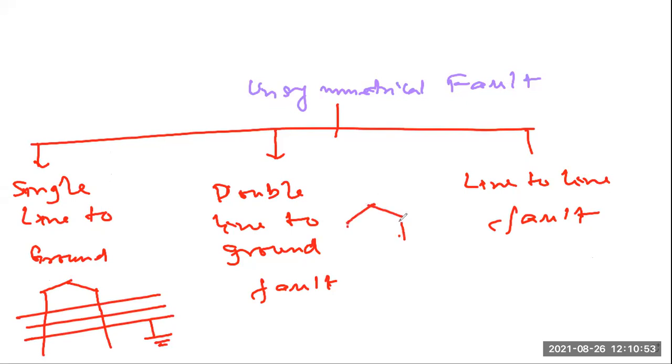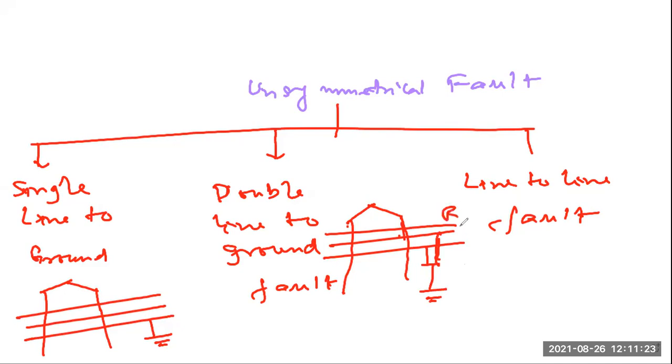Double line to ground fault. Let us say this is a tower. These are the 3 phases. Double line to ground fault means there are 2 phases, these 2 phases are shorted, and finally this is grounded. Here, let us say this is R phase, the second one is Y phase, and the third is B phase. So Y and B phase are shorted, and that is grounded. That is basically a double line to ground fault.